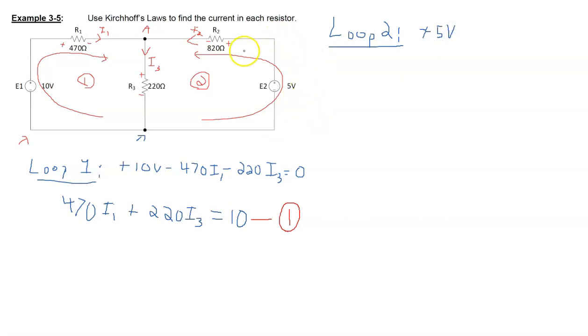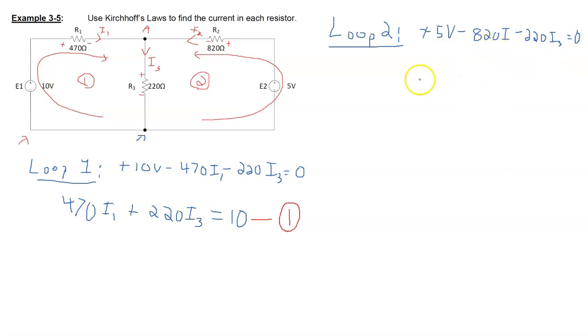Okay, so now I'm going to go around in the direction of assumed current. So I got R2 next. I'm going from a positive to a negative, so that's a drop in potential. And 820 times I2. And now I'm going down here for the center branch, and so it's negative VR3, or subtract 220 times I3, and that completes our loop, so that sum is equal to 0.